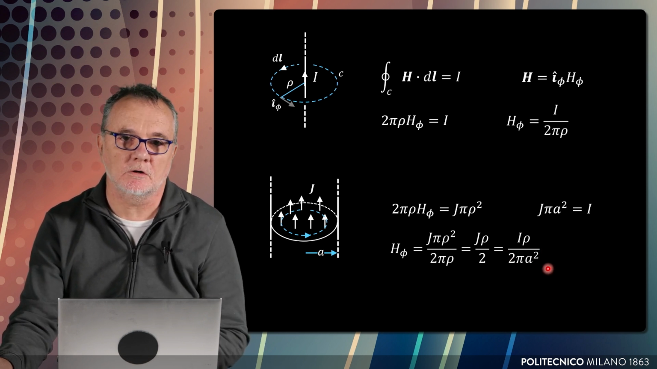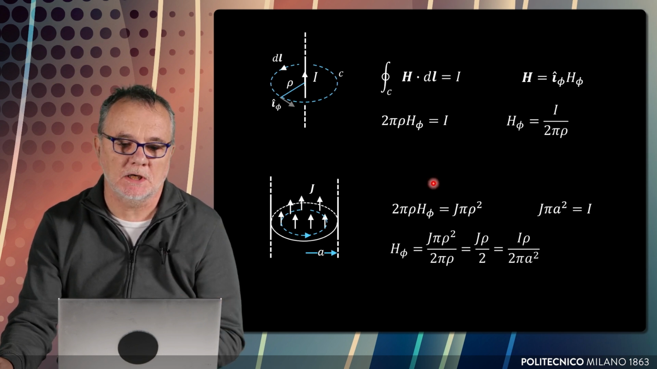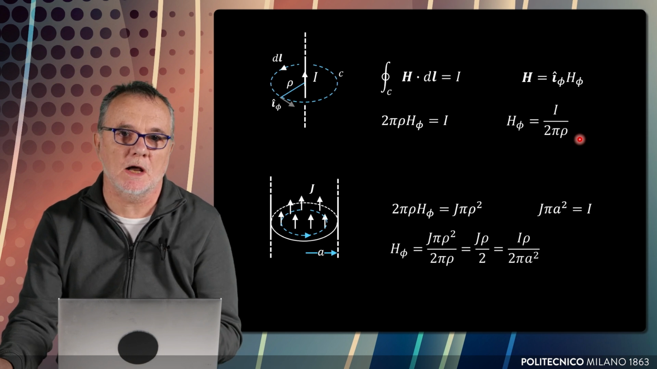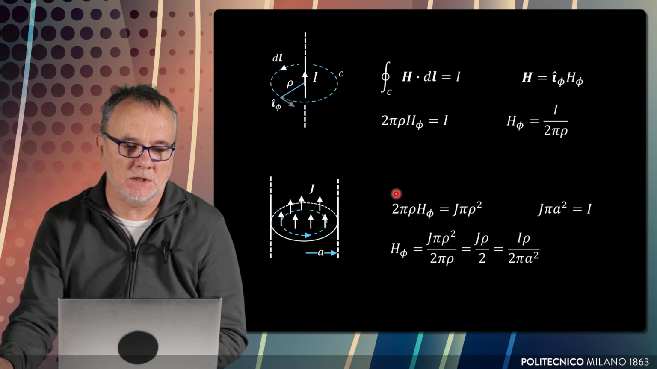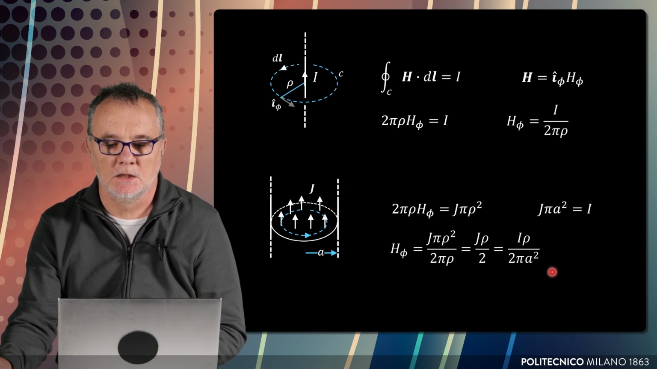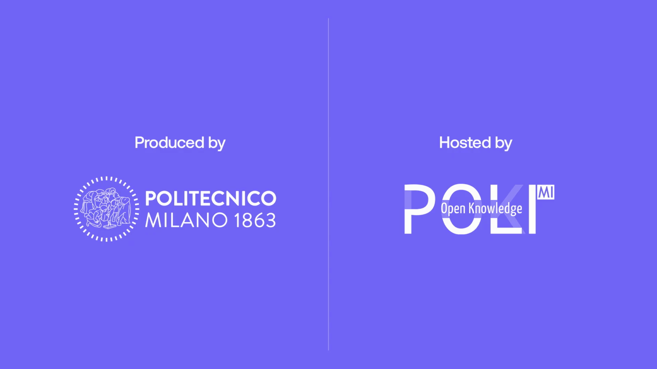So a final observation is the following. When we observe the field outside the wire, we see a dependency on distance as 1 over ρ. When we look at the field inside, we see a linear increase of the magnetic field, starting from 0, with ρ, until we reach the boundary of the wire, at which the values of these two expressions are the same.